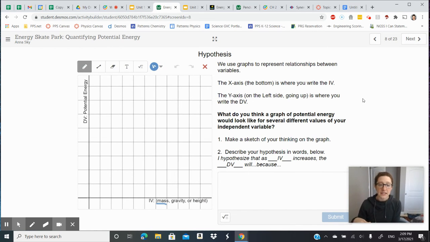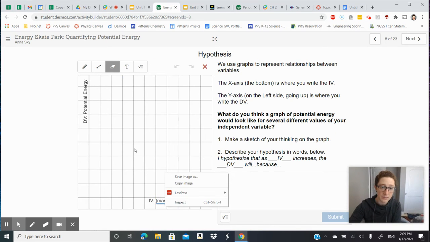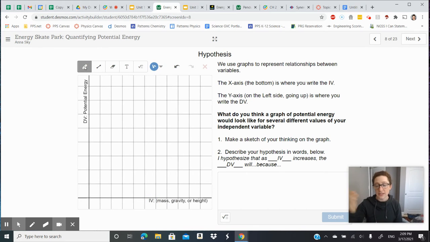Now for the hypothesis, we do have a little bit of practice with this. I guess I already had gone through and done some of that. Okay, so your screen looks like this. What I'm looking for you to do is to go ahead and either underline like I did before or circle the independent variable that you selected on that previous slide.